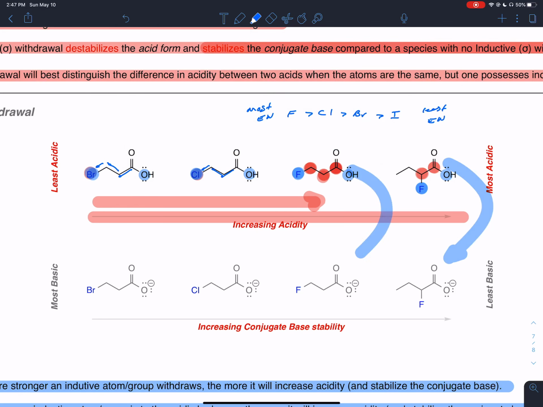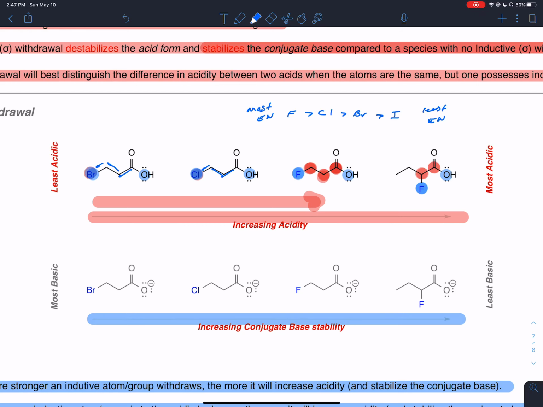Okay, so we're going to deprotonate all of these carboxylic acids, now looking at the carboxylate ions. Going from left to right, we have increasing conjugate base stability. This is the weakest base. This is the strongest base.